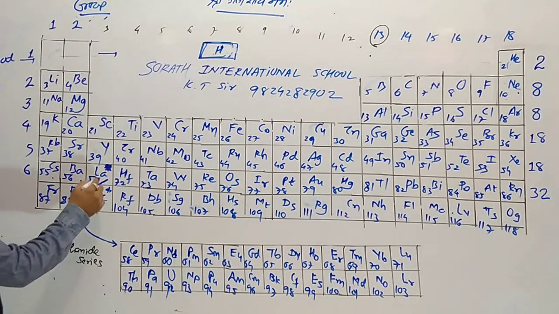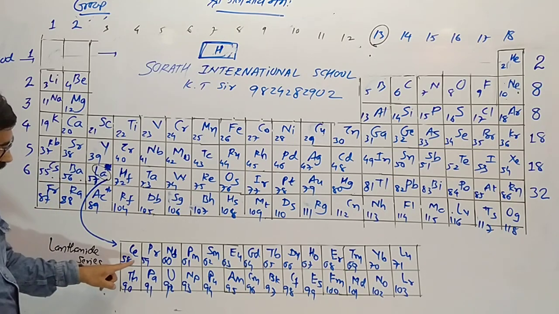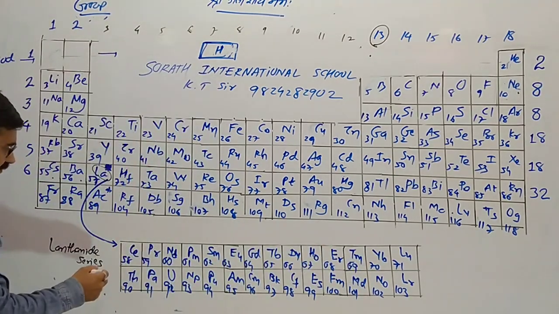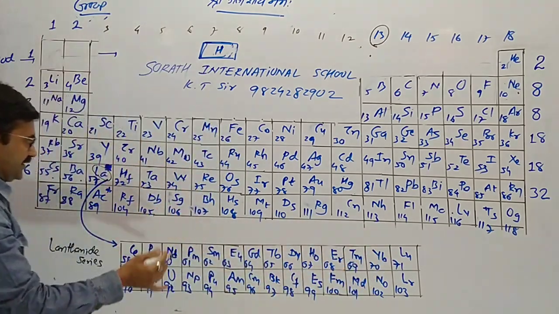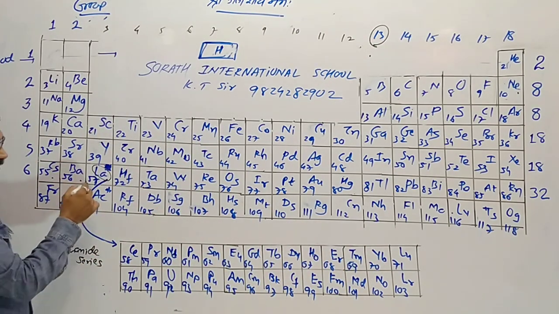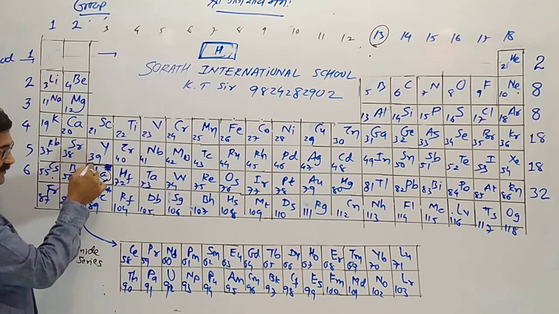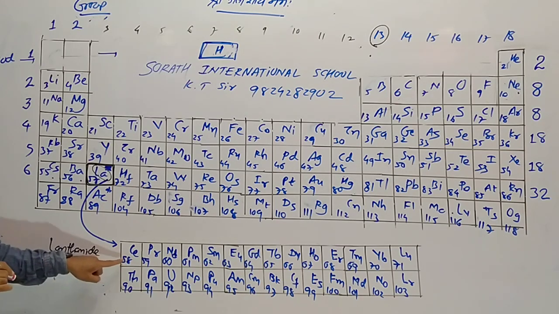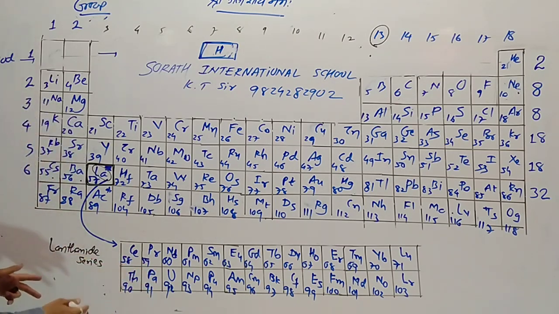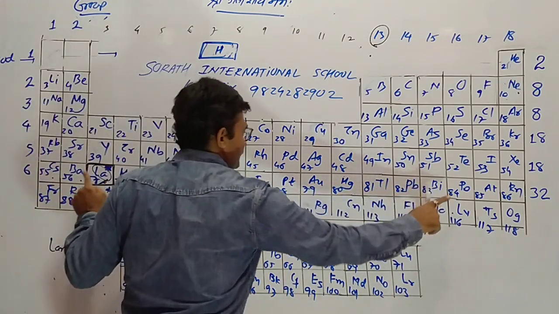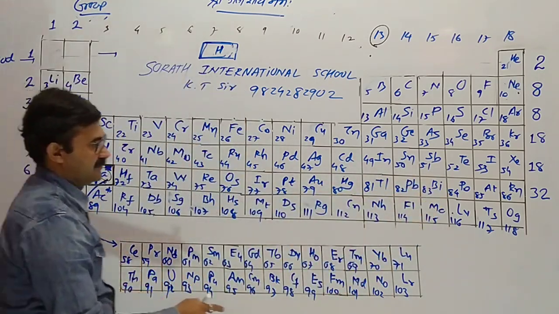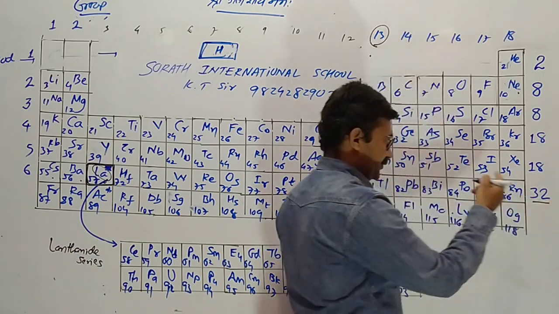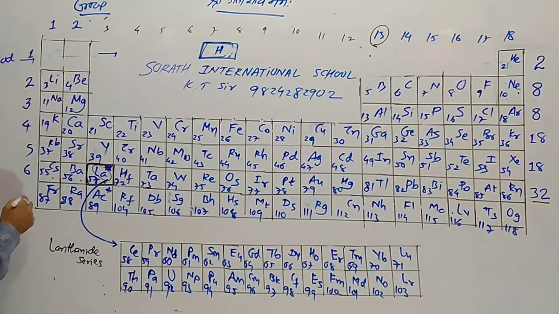After lanthanum, there are 14 elements. The properties of these 14 elements are the same as lanthanum. So here total 15 elements should be present, but these elements are taken separately, actually as one part of lanthanum. So 18 plus 14, 32 in the sixth period.